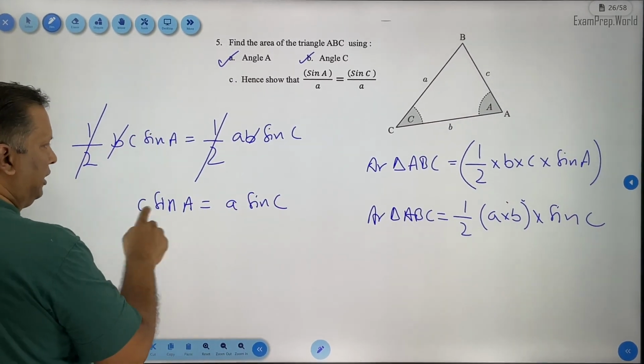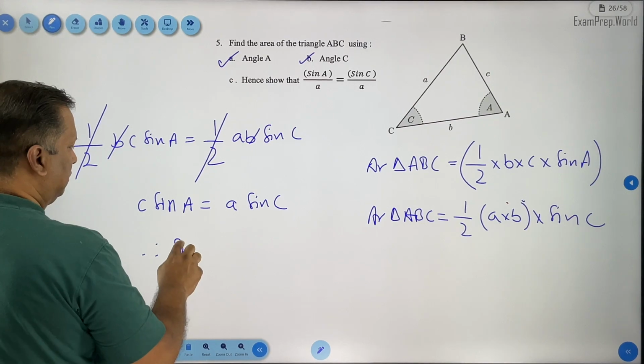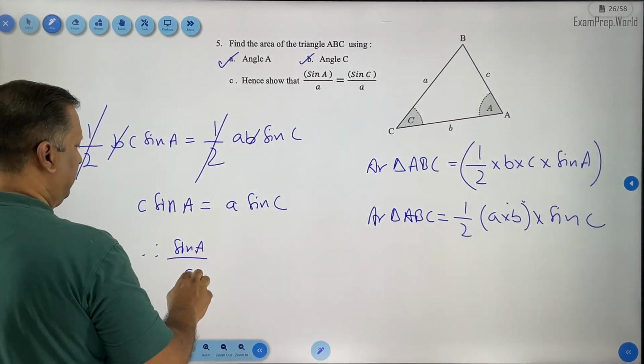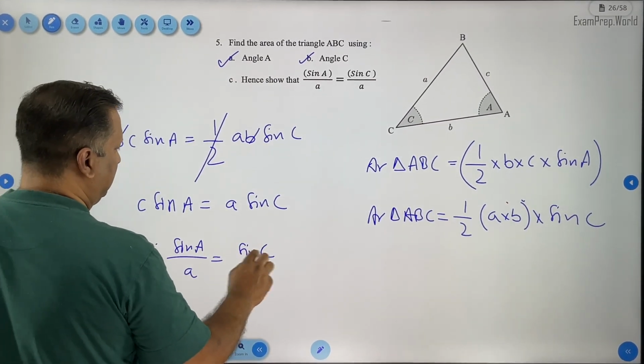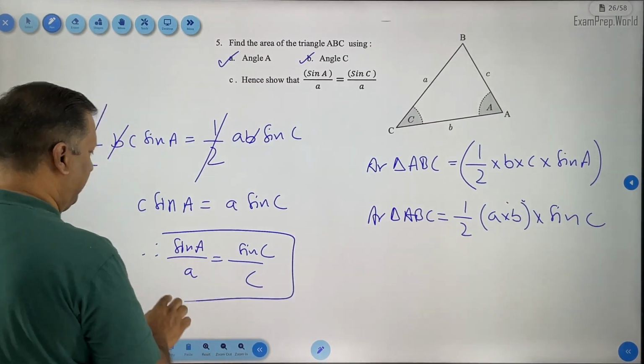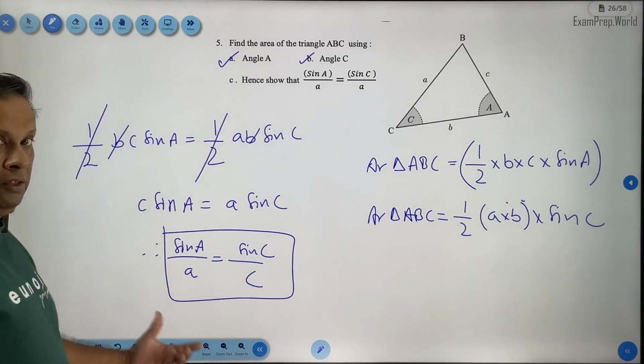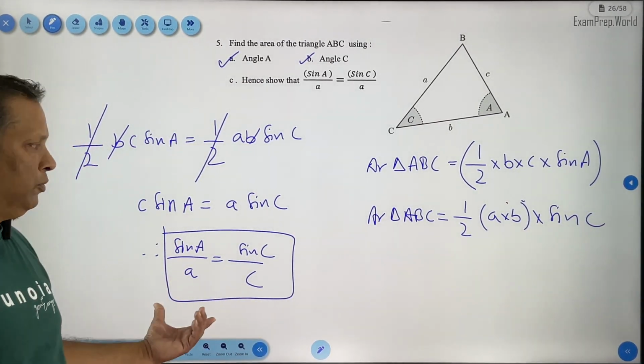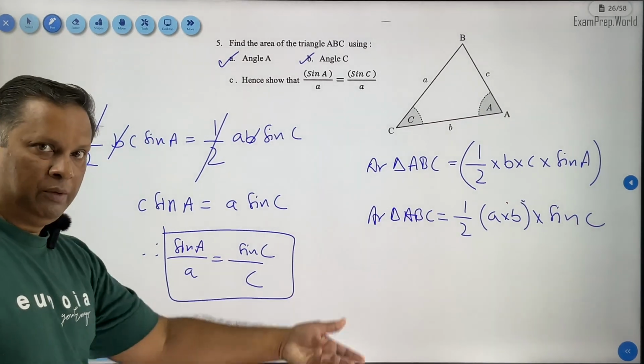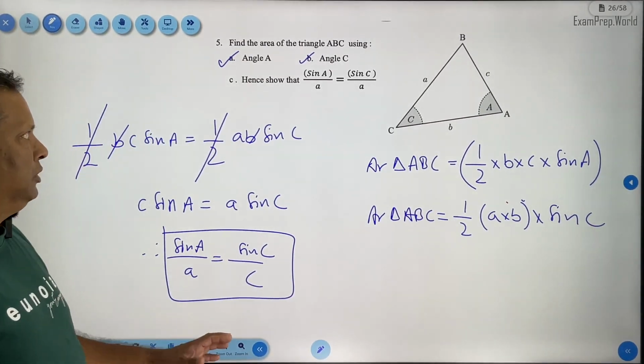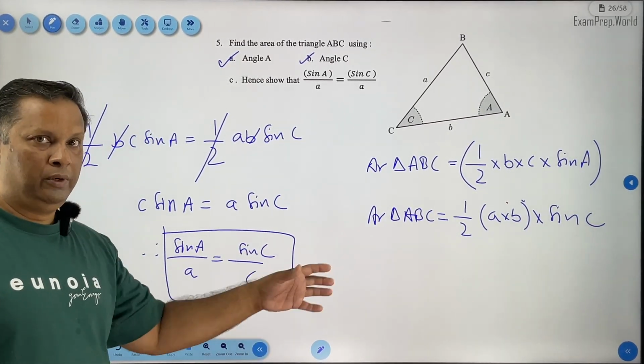Can I bring this A and C there? Therefore sine A by A equals to sine C by C. And you have your proof which they wanted you to prove. And this is sine rule. Using this also a lot of questions can be solved. We'll be doing in next type of questions. But as of now, my request is pause videos and do it yourself.